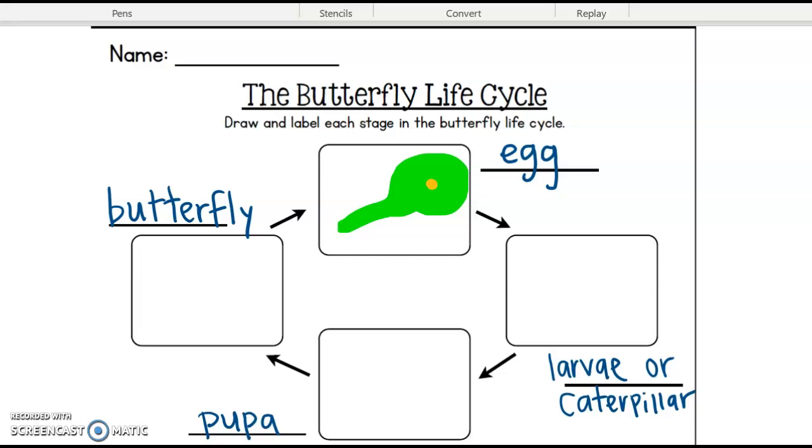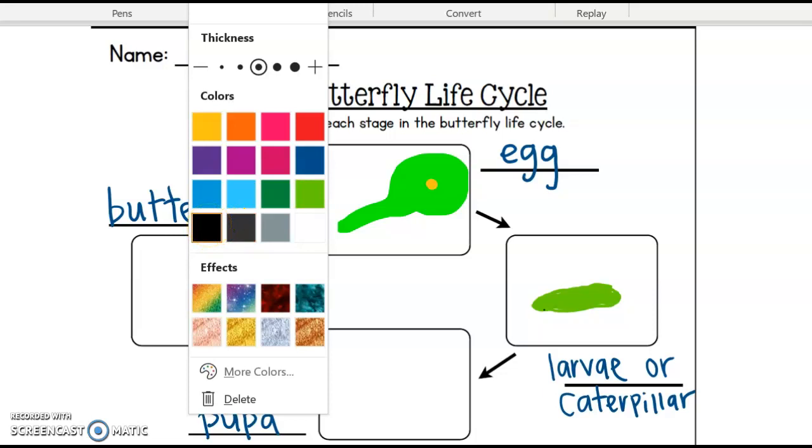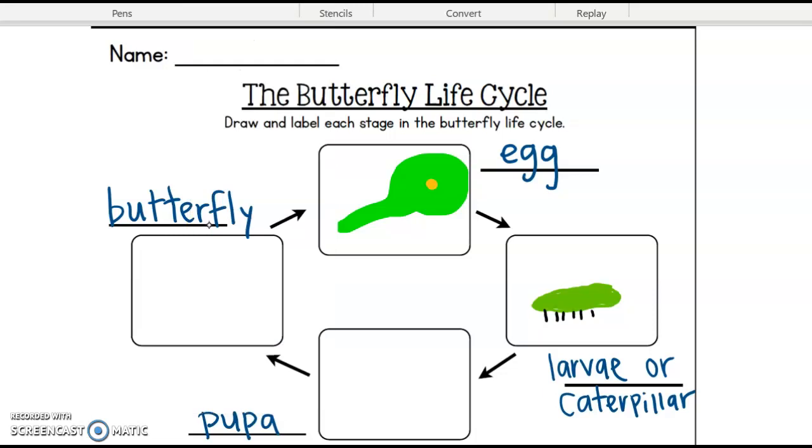Okay, the second stage is the caterpillar or the larva. You can draw yours however you want. Go ahead and draw your caterpillar or larva. Remember they said that the larva or the caterpillar are very, very hungry.